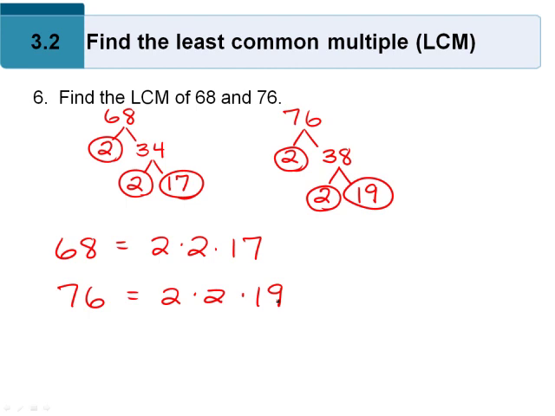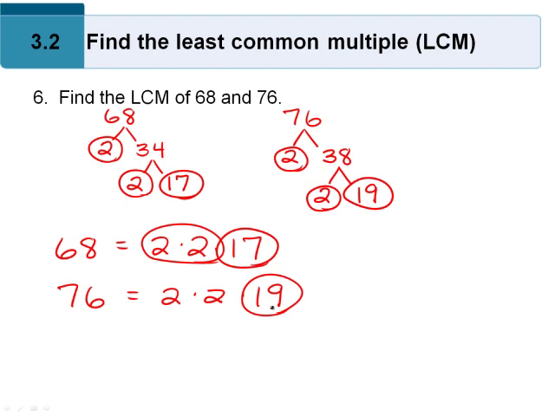3 factors. That means 3 circles. So the biggest number of 2's, well, you've got 2 2's on top, 2 2's on the bottom. Doesn't really matter. So I'm just going to go ahead and circle the 2's on the top. And you also have to circle the 17. That's a different factor. And the 19.